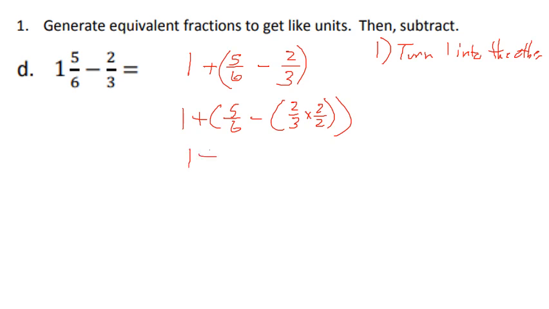So now I have 1 plus 5/6 minus 2 times 2 is 4, 3 times 2 is 6, and we've got 1 plus 5 minus 4 is 1, over 6, which gives us 1 and 1/6. Oh, 1/6. There we go.